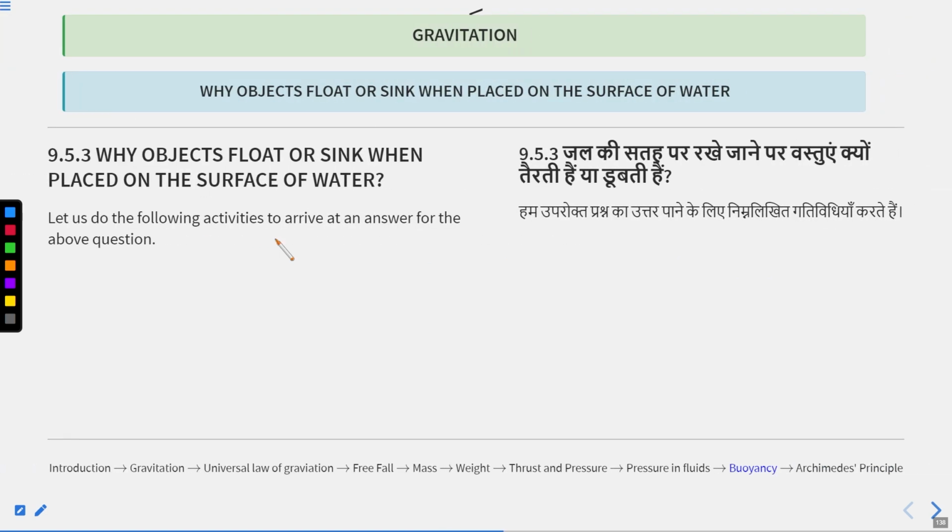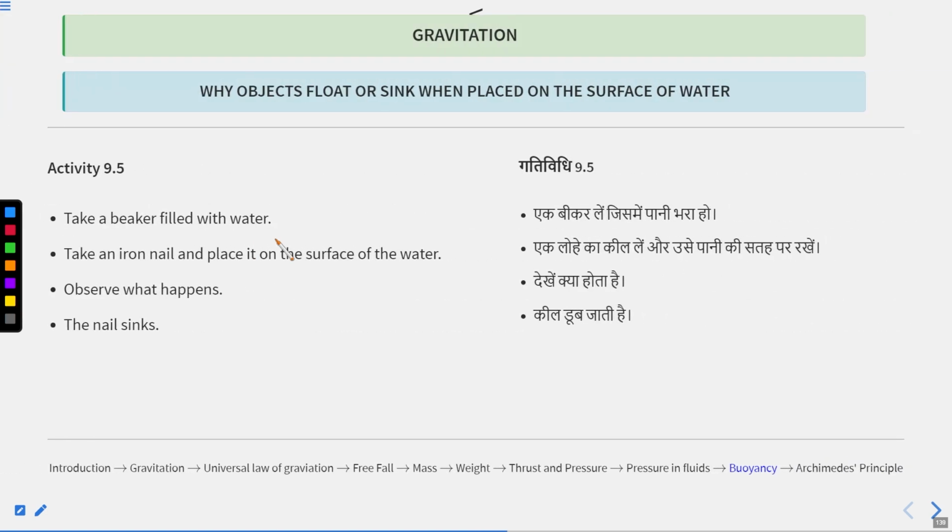Why do objects float or sink when placed on the surface of water? Let us arrive at the question which we asked in the starting of this topic, buoyancy. Okay. Take a beaker filled with water. Take an iron nail and place it on the surface of the water. You have taken a beaker filled with water and placed an iron nail on the surface of the water. According to you, what will happen? Obviously, this nail will sink.